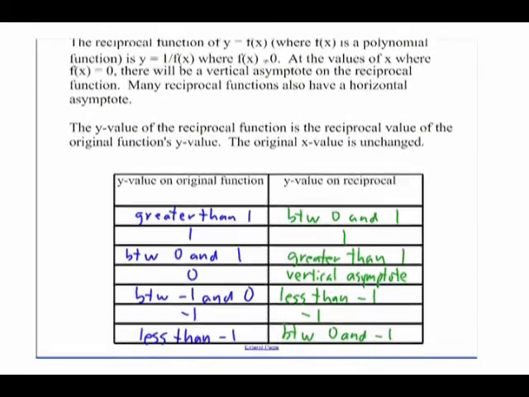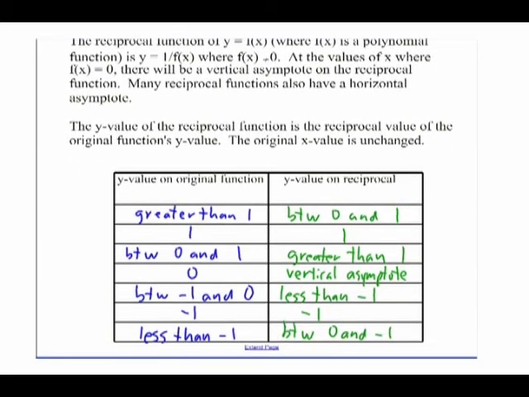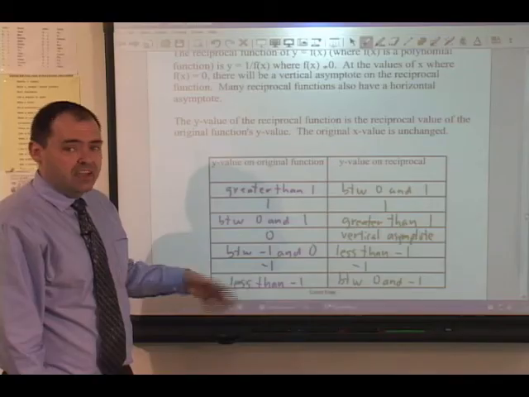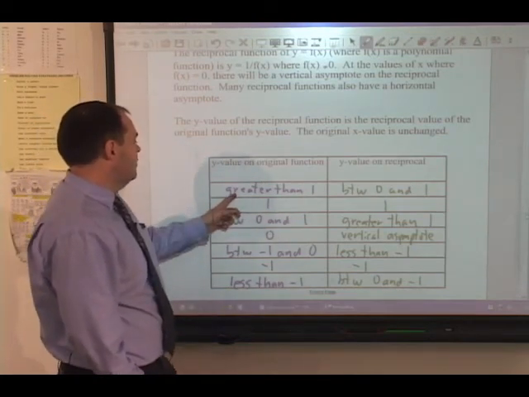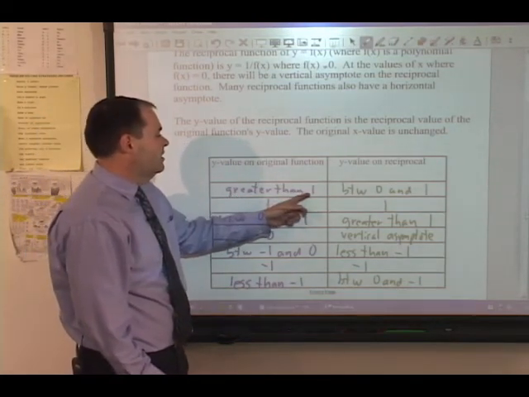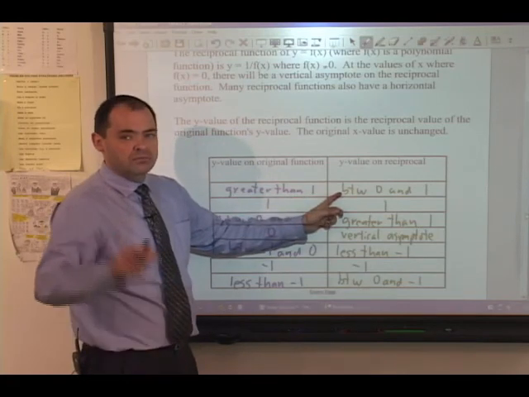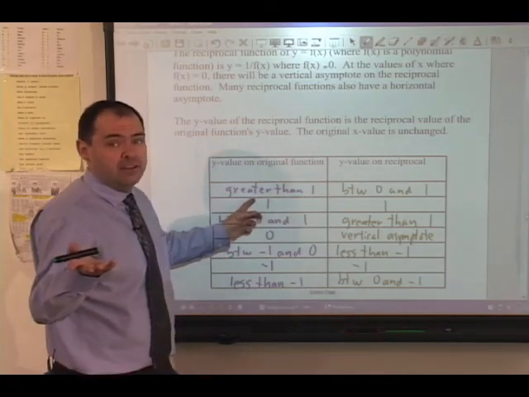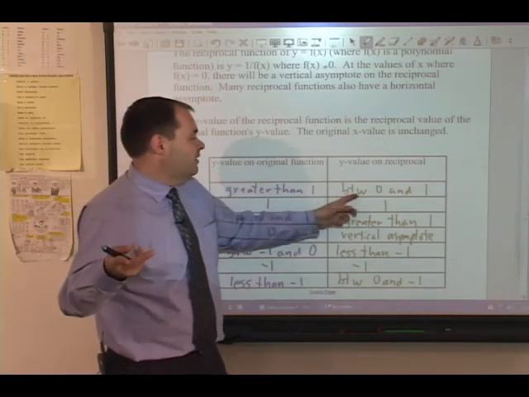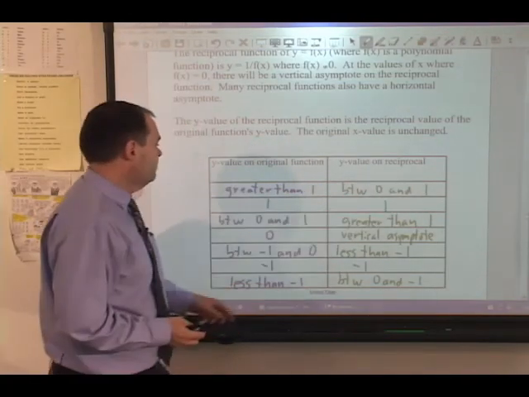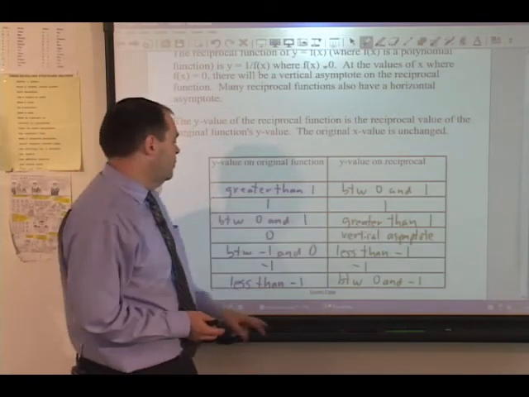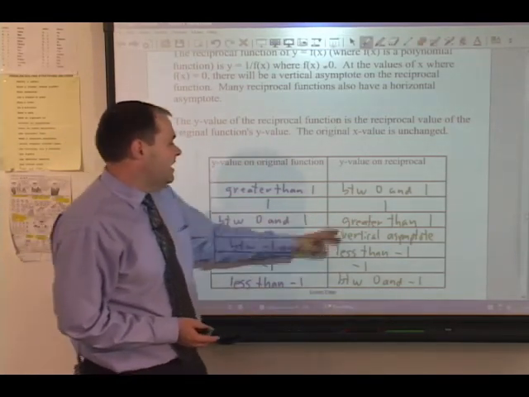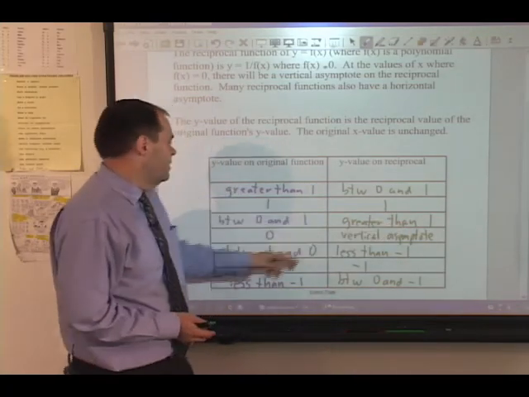So, the relationship between the y values of the original graph and the y values of the new graph. For a given x value, the x values do not change, but y values on the original function which were greater than 1 end up being between 0 and 1. For example, take a y value of 3, you reciprocal it, you get a y value of a third, a number between 0 and 1. We notice that y values of 1 stayed as y values of 1. Y values between 0 and 1 became larger, greater than 1.